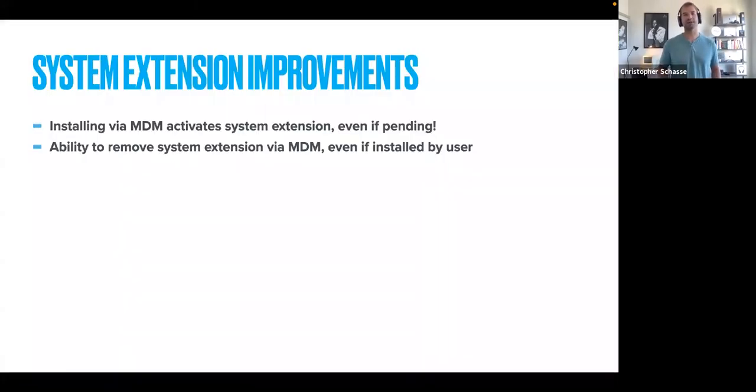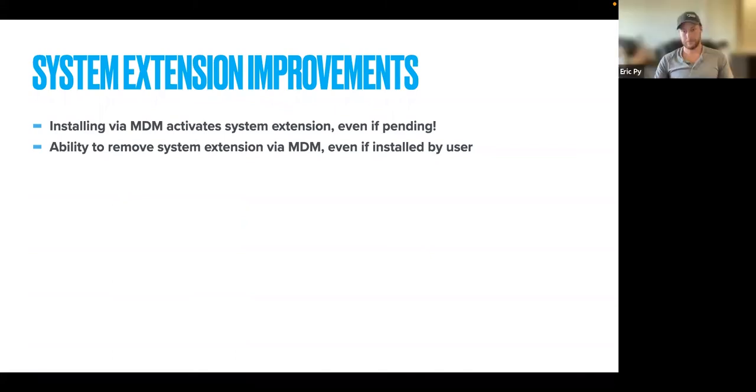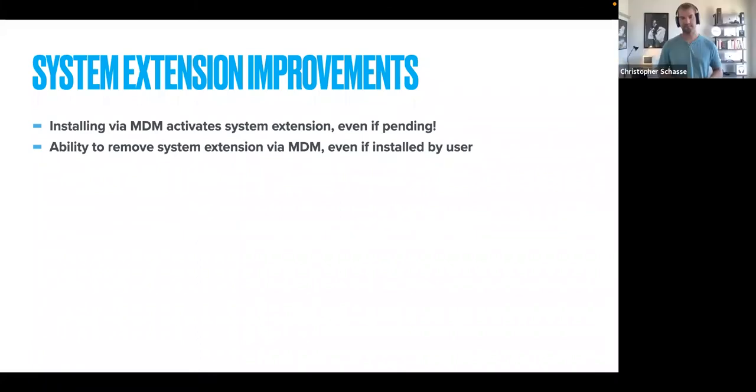Some small things, some system extension improvements. If you've ever run into this problem with system or kernel extensions: if you install the MDM profile to approve the kernel extension, and it's already pending, meaning you installed the software first, now it will be automatically approved. So you no longer have to restart the computer for that to happen. There's also the ability to remove system extensions via MDM, even if it is installed by a user. So another great feature.